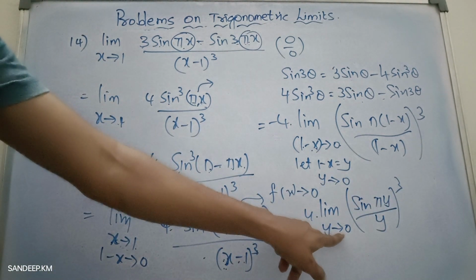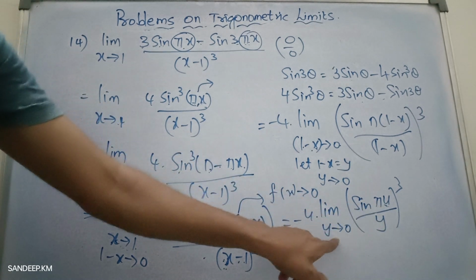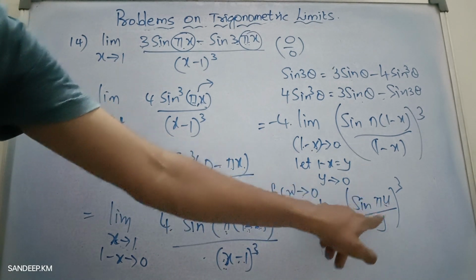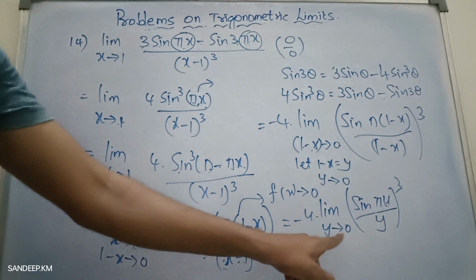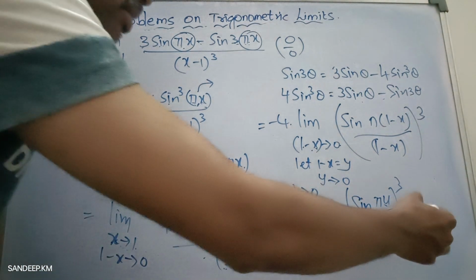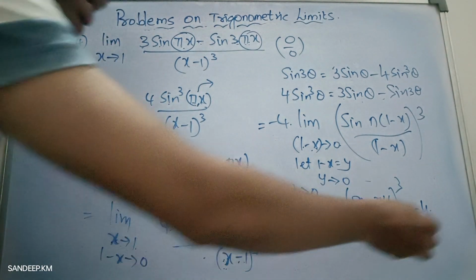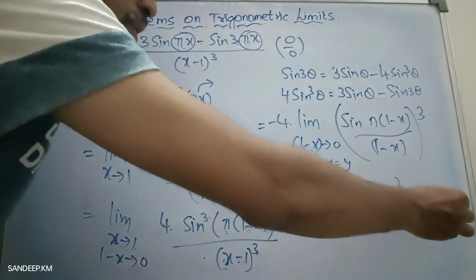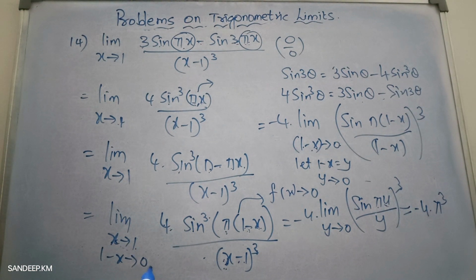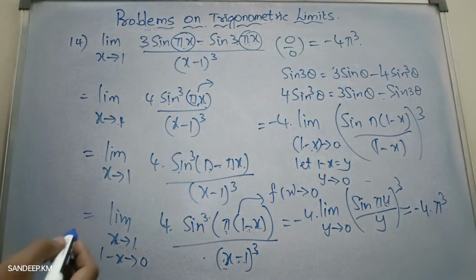And what is it, dear students? When y approaches 0, sine pi y divided by y is pi only. When x approaches 0, sine kx divided by x is k. So here also, instead of x we have y, and instead of k we have pi. So the answer is minus 4 into pi cube. The answer is minus 4 pi cube.